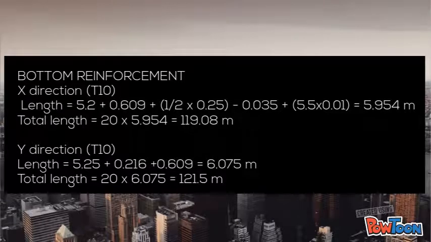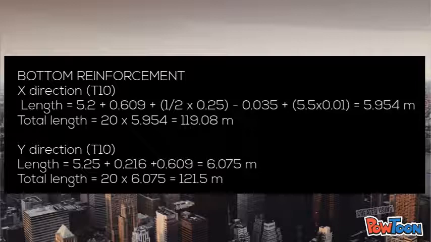For X direction, the length is total span plus lapping plus half beam minus cover plus band, where the total span is 5.2 meter, lapping 0.609 meter, half beam 0.125 meter, cover is 0.035 meter, and band we need to times it with 5.5 times the diameter of beam. So the total length is 119.08 meter, which is after multiply with 20 number of bar.